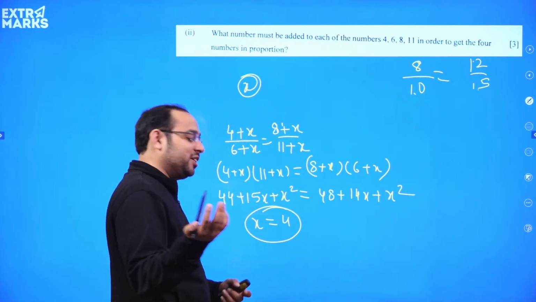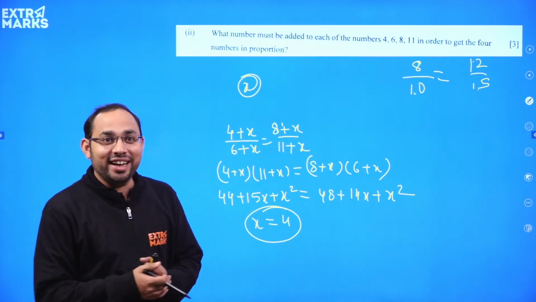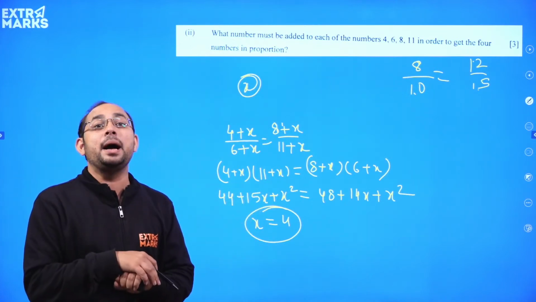I think most of you must have got it. हाँ भाई सही बोल रहे हैं अल्फा. I was confused whether x square will come or not because it is coming but it is getting eliminated. So that is the amazing part.